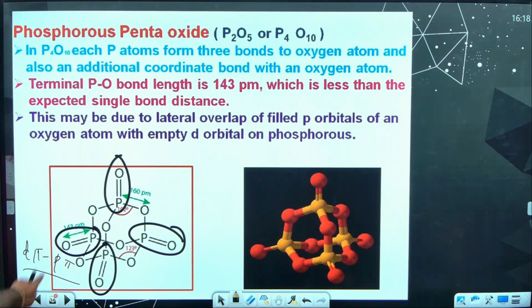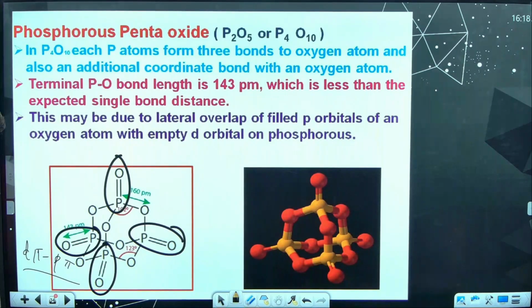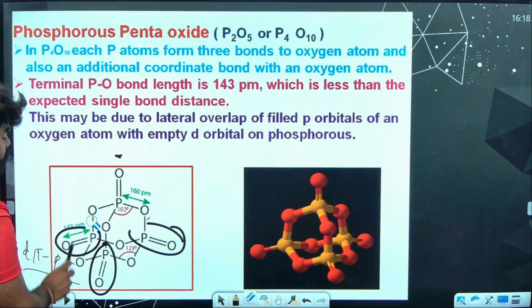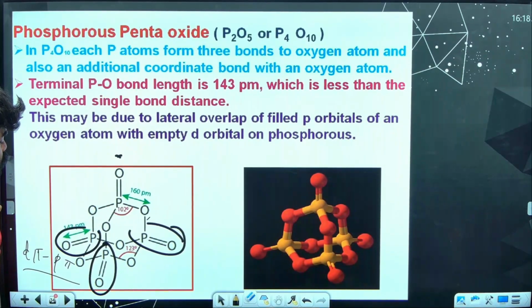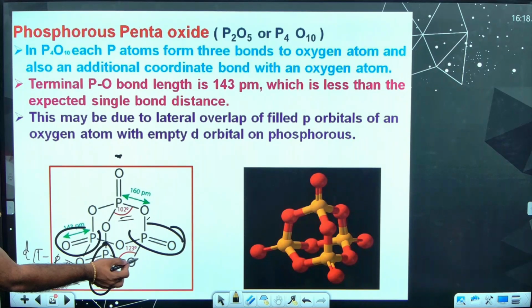There the bond length is 143 picometers. Of course it is shorter compared to the single bond between P and O. And you see that the bond angle is 102 degrees here and the bond angle here is 123 degrees between P, O and P. Here between O, P and O it is 102. This is the difference.